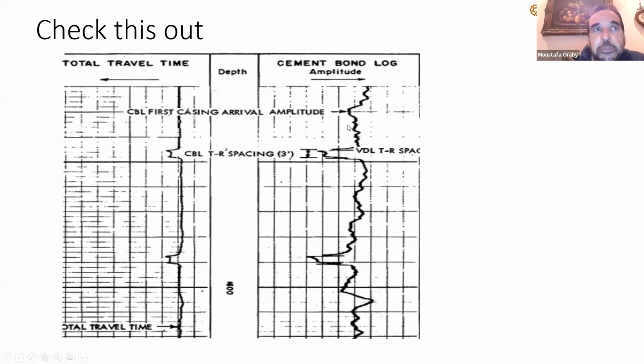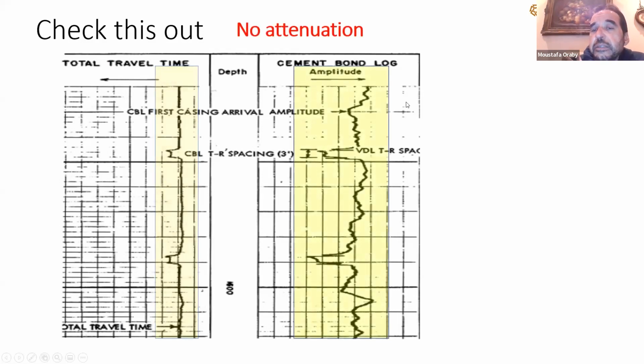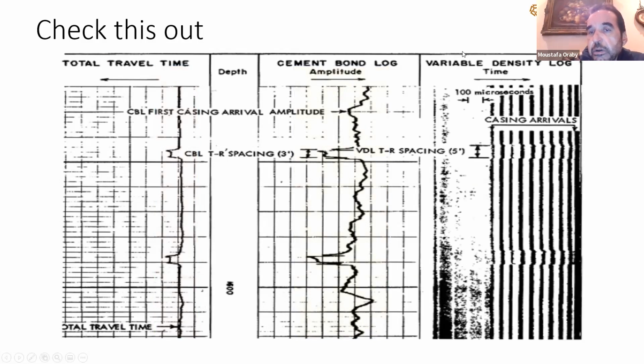How do service companies, Halliburton, Schlumberger, Baker, whoever does the cased hole logging, present this data? They present this data, as I said, the arrival. So they present this data in what we call variable density log, VDL. So this is called the VDL, or variable density log. What is it? Actually, they present the best cement job as straight lines. So there is no attenuation. Straight lines mean there is no attenuation.